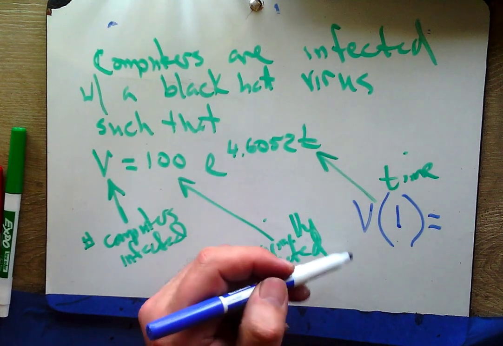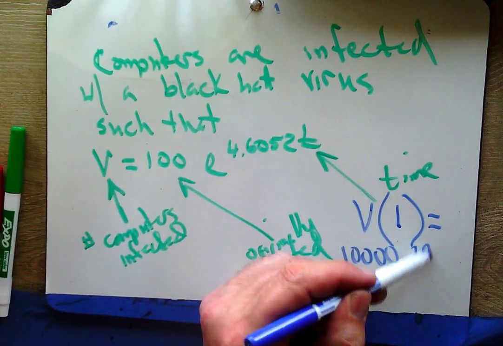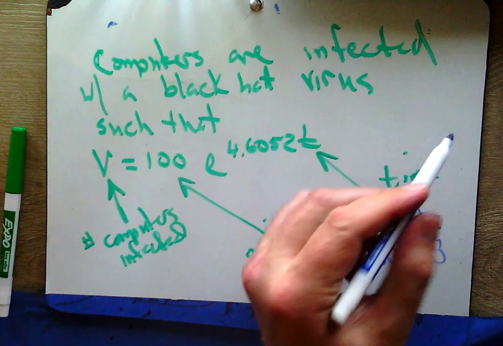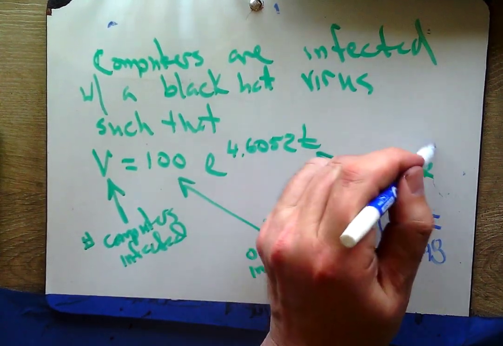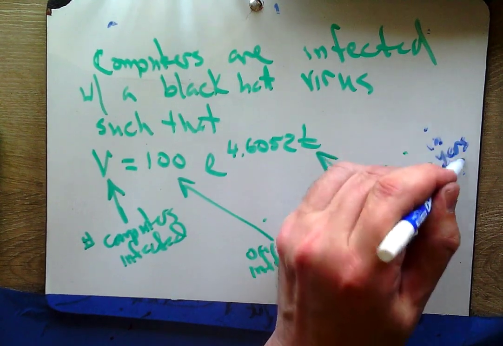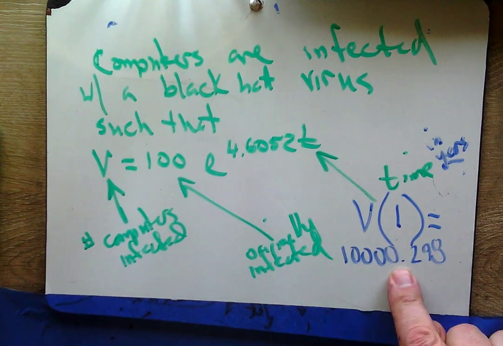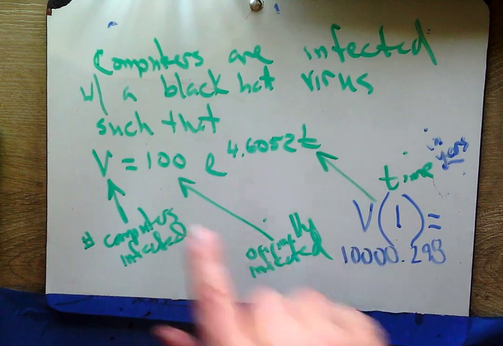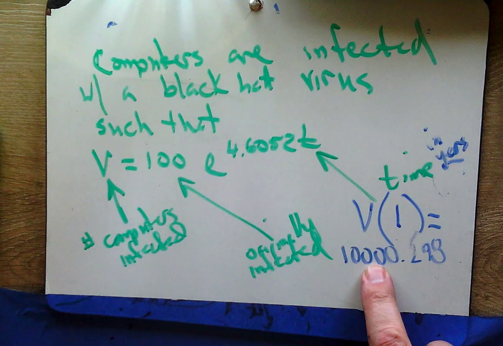Okay, I got 10,000.298. So what does this number mean? Well, time is in years. It means after 1 year, 10,000-ish computers will be infected. Originally, there were only 100. A year later, there are now 10,000.